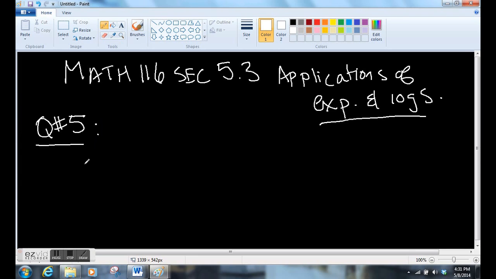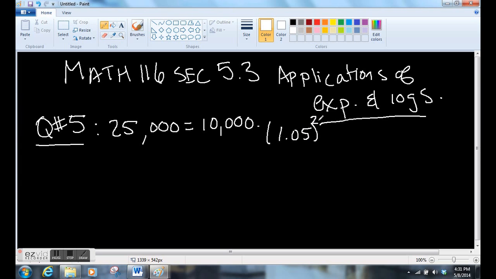How's that for being helpful? It says 25,000 is equal to 10,000 times 1.05 raised to the 2x. So it's raised to the 2x, and you're supposed to solve for x. Here's why this is different: the x now is in the exponent. Do you see the x is up here? That's kind of a problem.